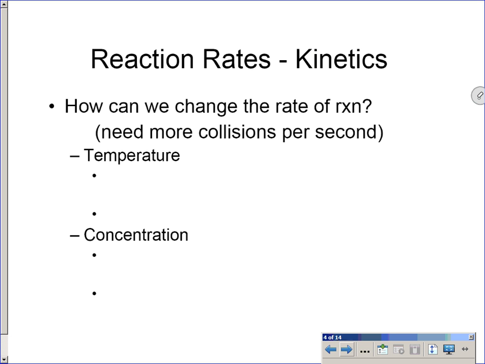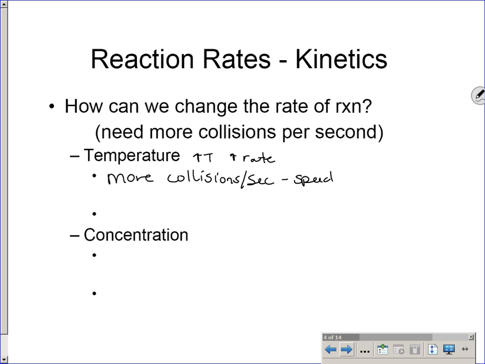So reaction rates. We know that we can change the rate of reaction by changing the number of collisions per second. Temperature, much like pressure, affects the reaction rate in two ways. If we increase temperature, the particles are increasing their speed, and when they increase their speed, they're going to have more collisions per second, due to the speed of the particles, which is going to increase reaction rate. So an increase in temperature causes an increase in rate.